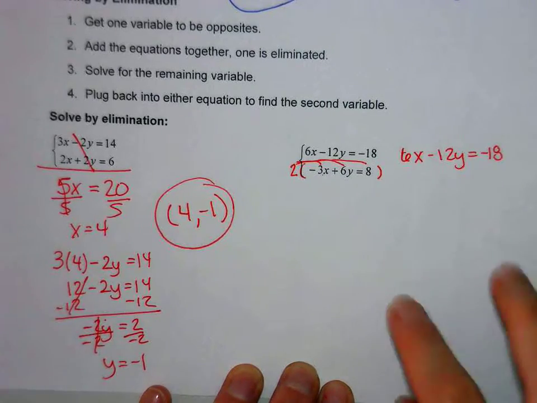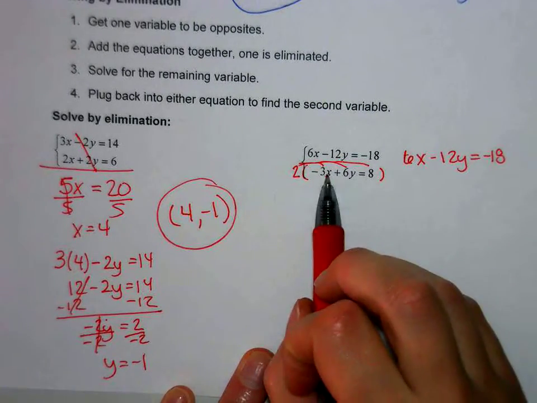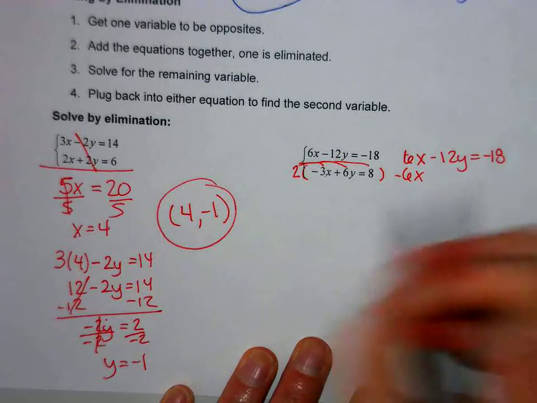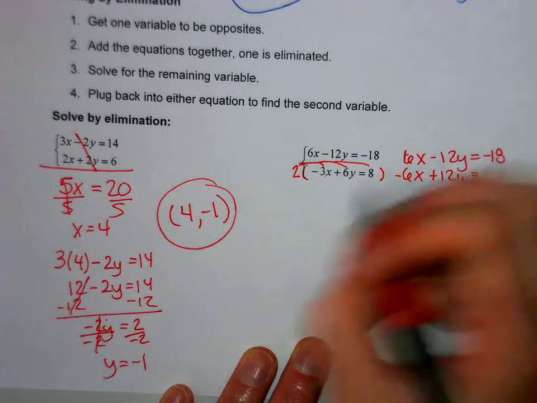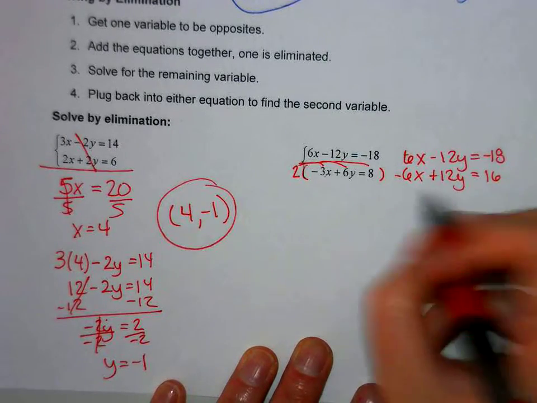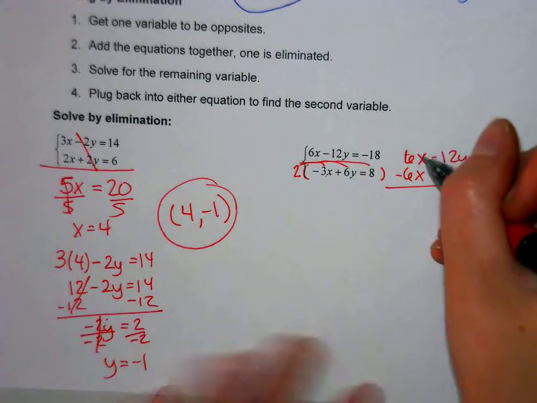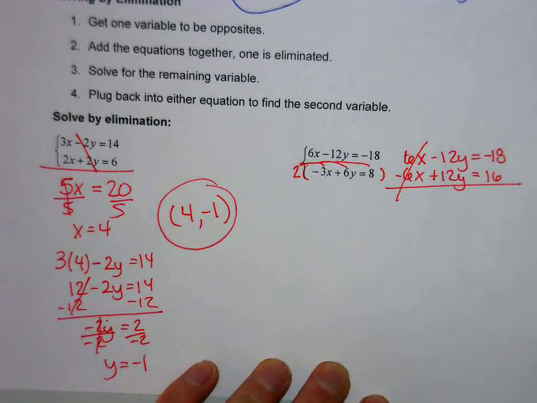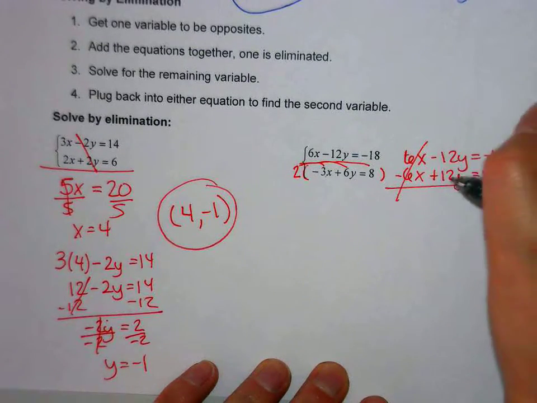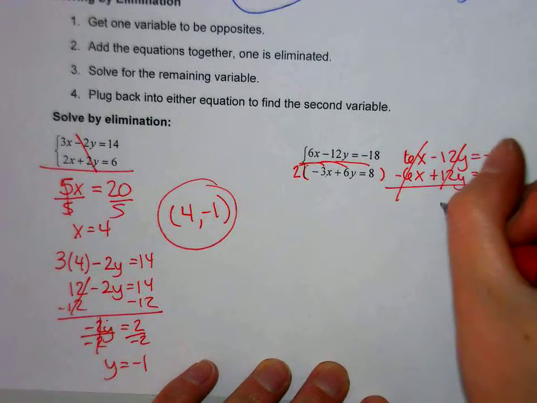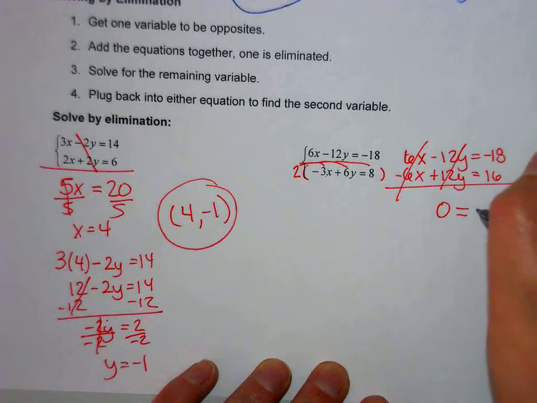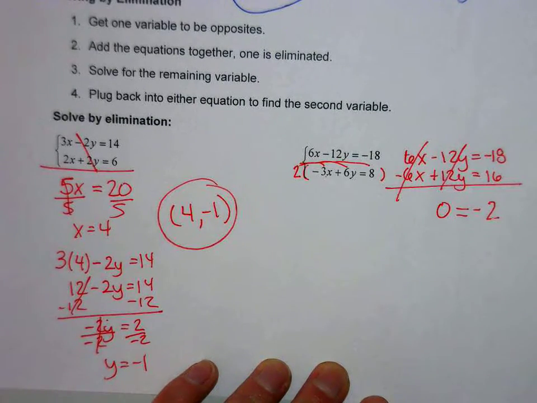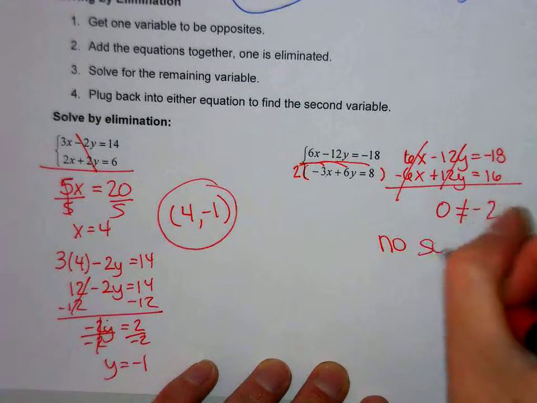But when I distribute, 2 times a negative 3x is a negative 6x. 2 times 6y is 12y. And 2 times 8 is 16. So now my x's: 6x minus 6x is 0, those cancel out. Negative 12y plus 12y, those cancel each other out. So we're left with 0 on the left side, and negative 18 plus 16 is a negative 2. So in this case, 0 does not equal negative 2. So there is no solution to this problem.